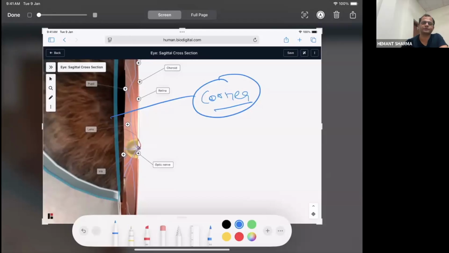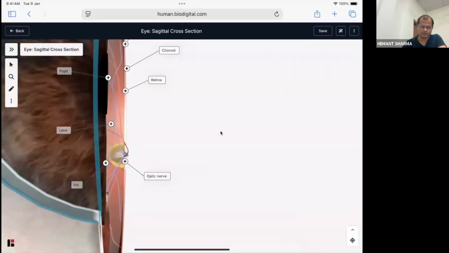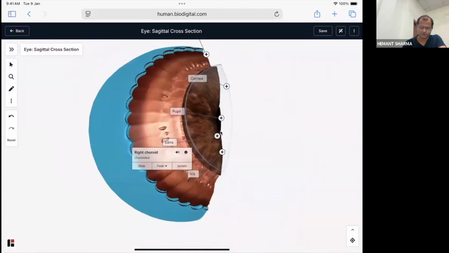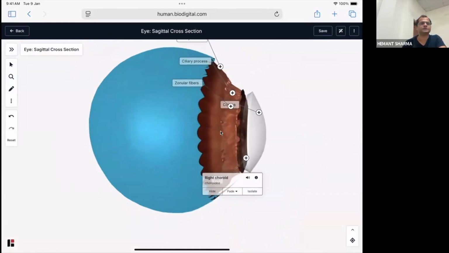The second layer, that is choroid. जो दूसरे लेयर है उसका नाम क्या है? Choroid. If we remove this cornea, let's remove this. The second layer is the middle layer. It's a very vascular layer. ये बहुत ही vascular होती है, इसमें बहुत हाई blood vessels पाई जाती हैं. And this is providing lots of nutrition in the eyes. Okay.